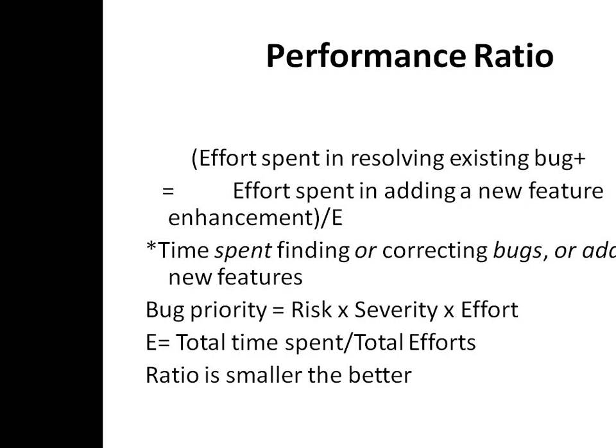See, what is the performance ratio? Effort spent in resolving existing bugs plus effort spent in adding a new feature or an enhancement to your project or a software. Sum of these two variables divided by E. What is E? The total time spent or the total efforts.